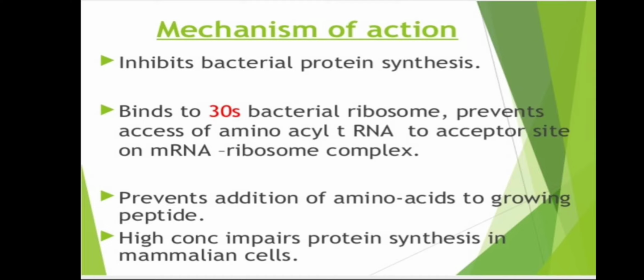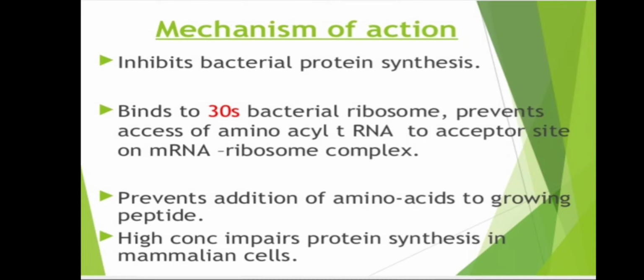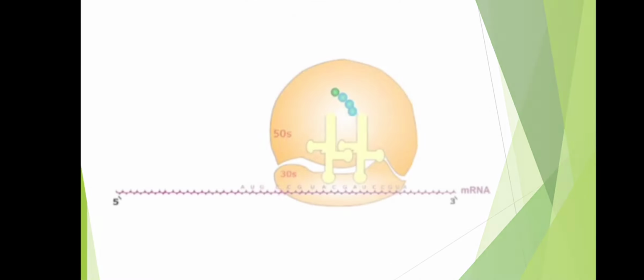Bacterial ribosome prevents access of aminoacyl tRNA to the acceptor site on the mRNA ribosome complex. So it's going to prevent the combining of the tRNA to the mRNA. It prevents addition of amino acids to the growing peptide. Then high concentration impairs protein synthesis in mammalian cells. So next we'll see its video and we'll get it nicely.